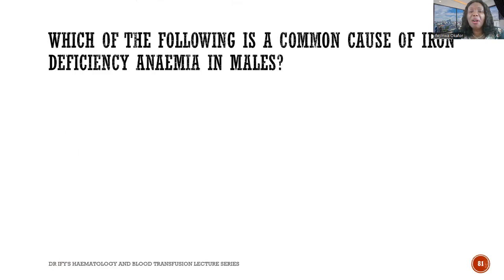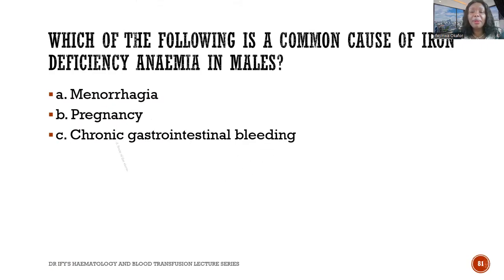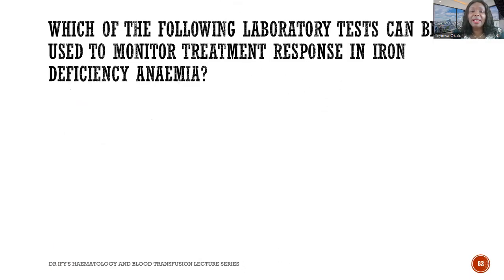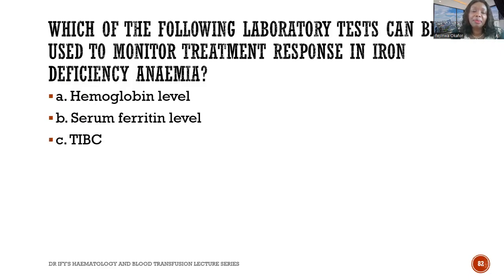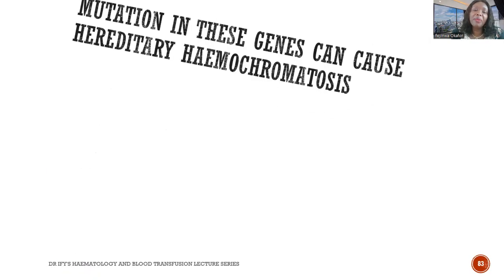Which of the following is a common cause of iron deficiency anemia in male? Menorrhagia, pregnancy, chronic gastrointestinal bleeding, none of the above. Answer C, chronic gastrointestinal bleeding. Which of the following laboratory tests can be used to monitor treatment response in iron deficiency anemia? Hemoglobin level, serum ferritin level, total iron binding capacity, all of the above. Answer D, all of the above can be used to monitor treatment response where they are available.